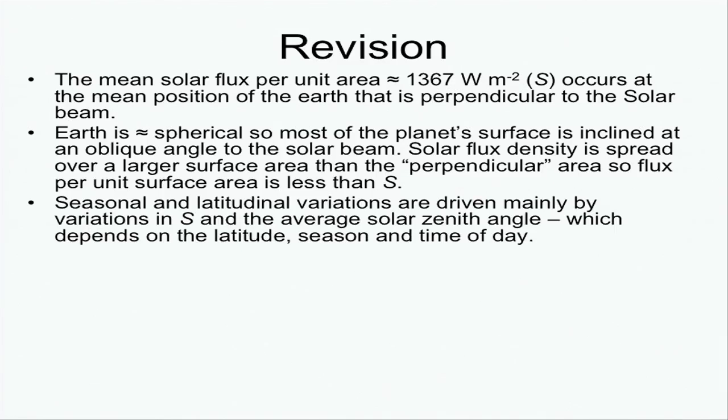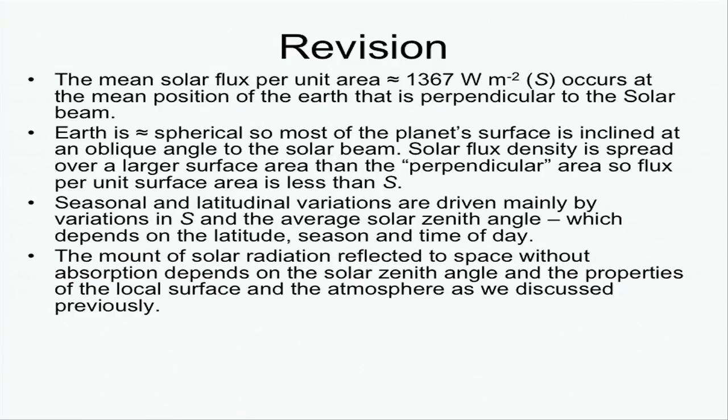Seasonal and latitudinal variations are, remember, driven by variations in that solar constant, and of course the average solar zenith angle. And that's going to depend upon the latitude, the season, and of course the time of day. So bear all that in mind, because we're going to show some graphs in a moment. Now, the amount of solar radiation reflected to space without absorption depends on that solar zenith angle. And as we mentioned, it depends on the properties, the albedo and the absorption quality properties of the local surface, and of course the atmosphere, which we discussed previously.